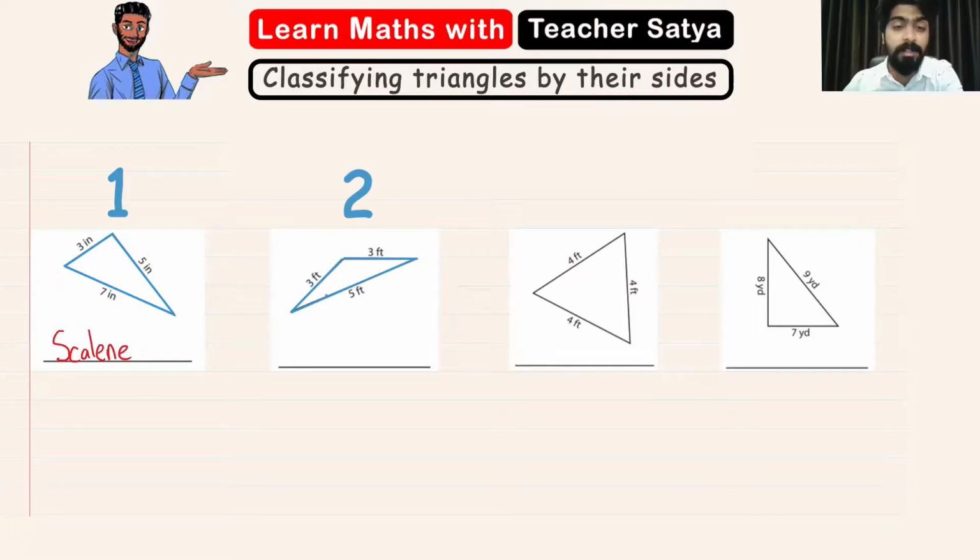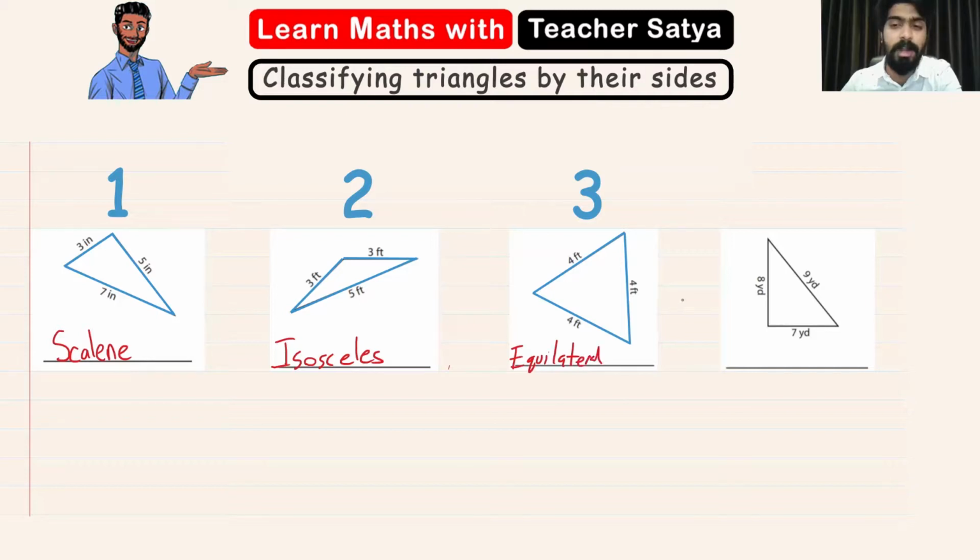Now in question number 2, what we have here is 3 feet, 3 feet and 5 feet. Again, if you take a look at it, 2 of its sides are equal. And if 2 of its sides are equal, it goes by an isosceles triangle. Right guys? Now in question number 3, we have all of its sides as 4 feet. And if all of its sides in a triangle are equal, that means it is an equilateral triangle.